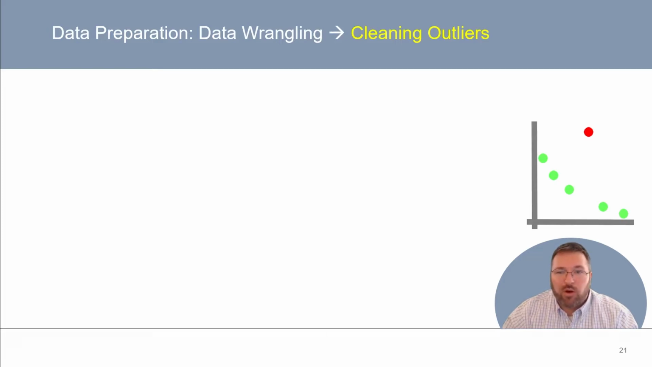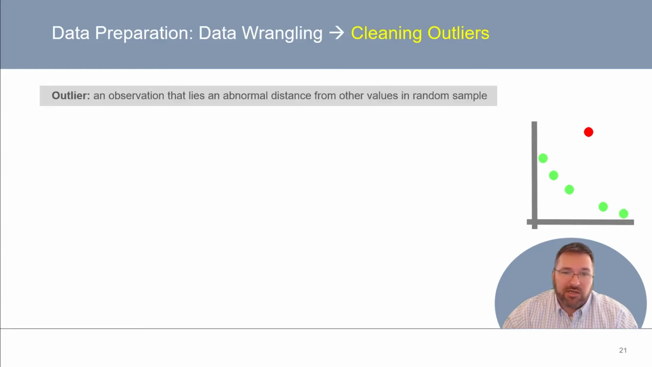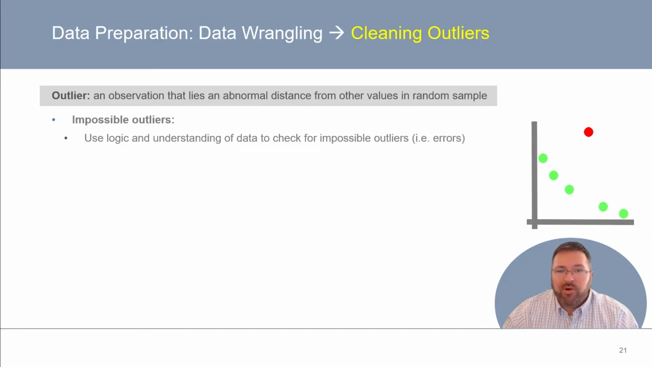Here we can see a rough illustration of an outlier in red among a set of data points. As a more formal definition, an outlier is an observation that lies an abnormal distance from other values in a random sample. We pretty much always want to apply cleaning when we encounter impossible outliers, since these often reflect errors in data collection. For this, apply logic and your understanding of the data to identify impossible outliers.